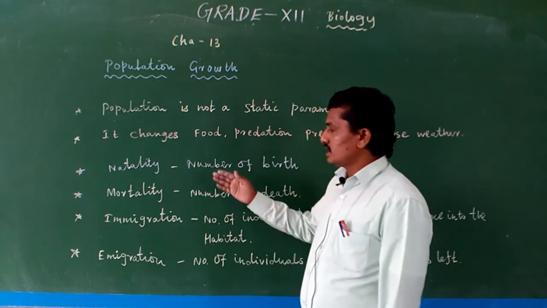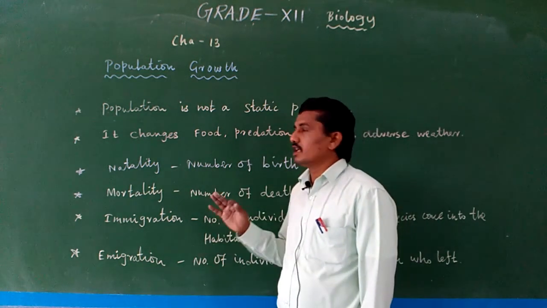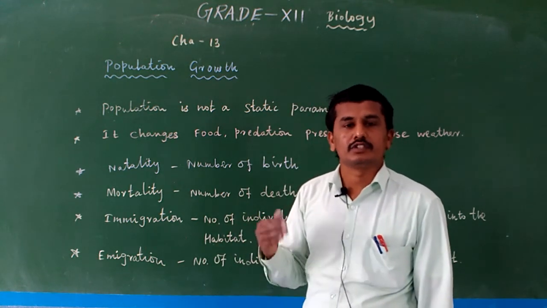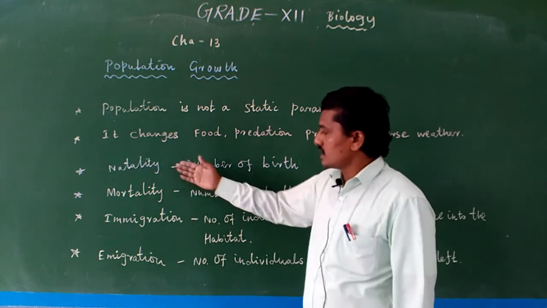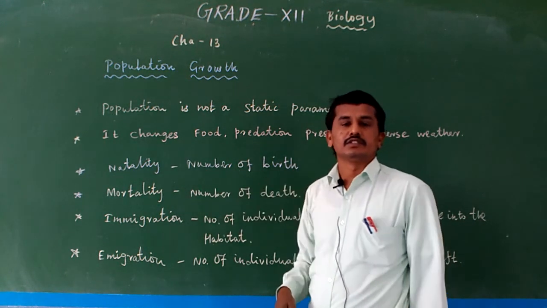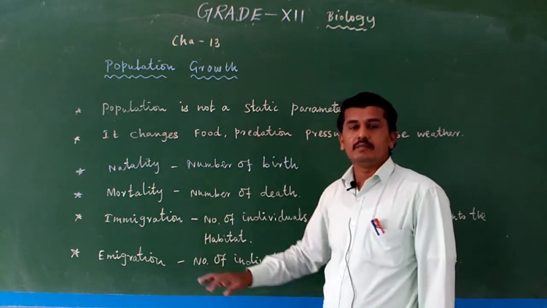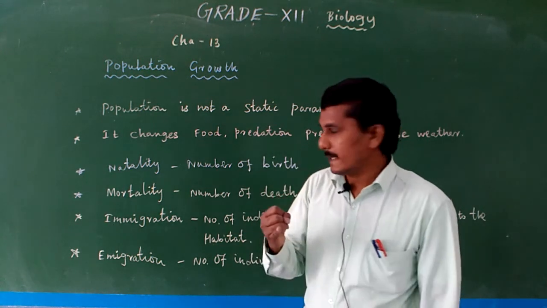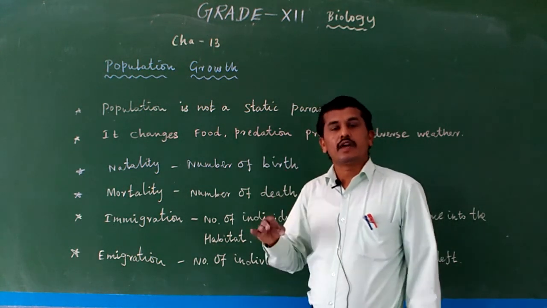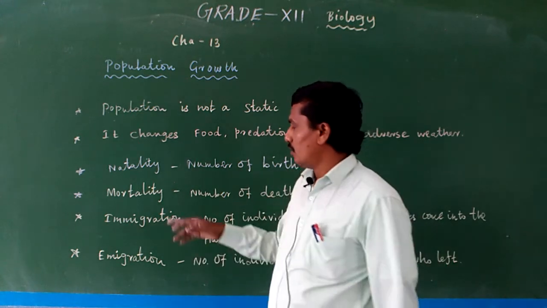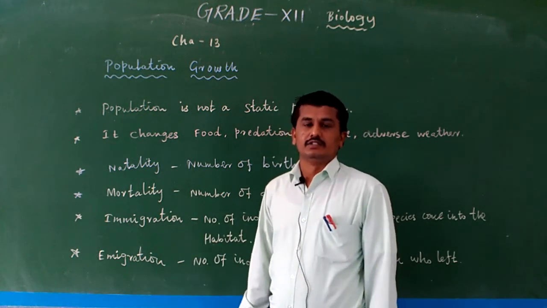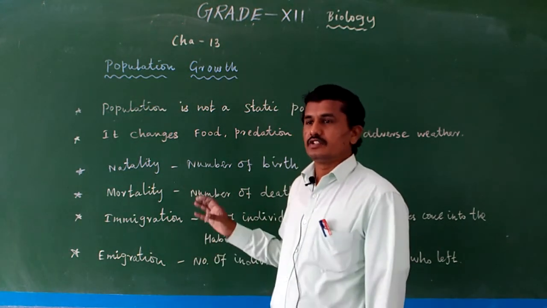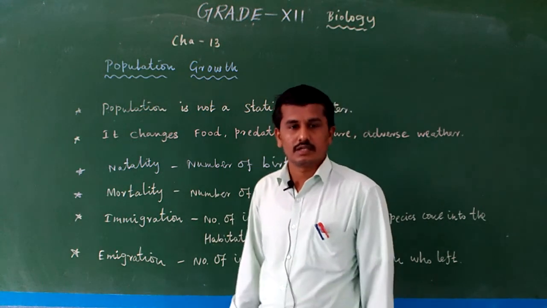Okay, so natality, mortality, immigration and emigration are the four factors which increase or decrease the population density, population size or population growth. Natality and immigration increase the population, and mortality and emigration decrease the population. Two factors increase it, and two factors decrease it. Okay, the population density may be.